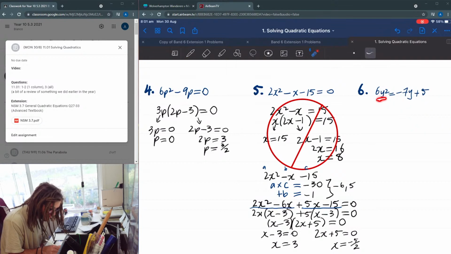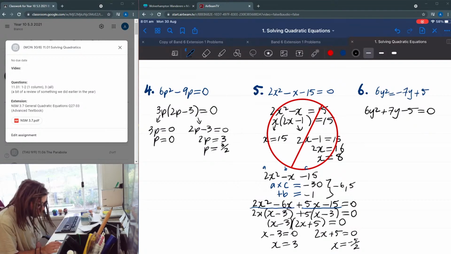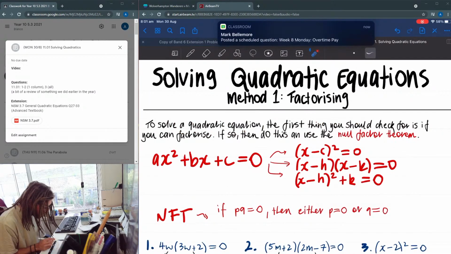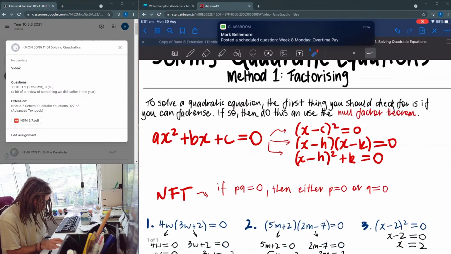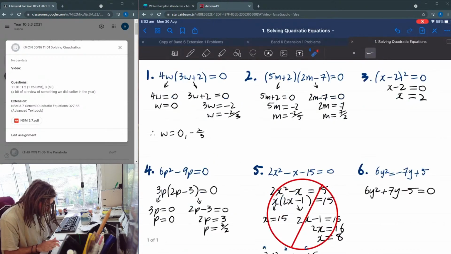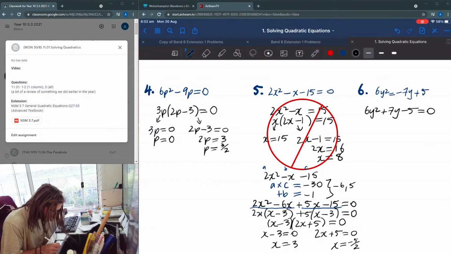And you could try and leave the y squared term positive. So 6y squared plus 7y minus 5 equals 0. And now I can start factorizing. Just notice that this is in this form, okay? And notice that all my questions look like this, and the solutions all look like one of these. Let's go over that at the end. Let me just actually solve this.